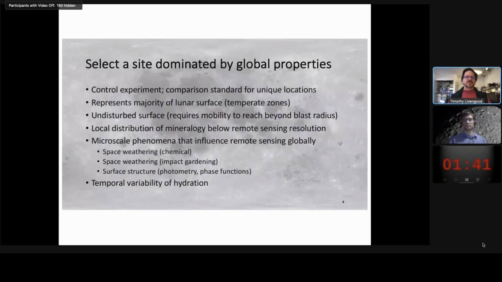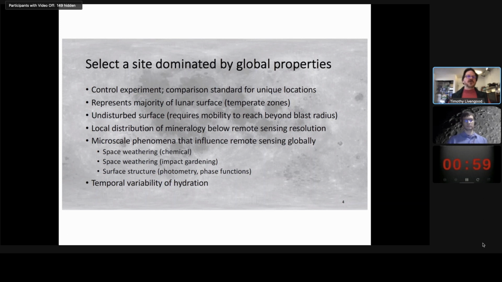Next slide, please. And so we can select a site that's dominated by the global properties, the things that are happening everywhere on the moon. It provides us a control site that we can use to understand those global phenomena and then use for comparison to all of these other interesting locations that we're hearing about today. It represents the majority of the lunar surface. If you look at a map, which we will in the next slide, don't go to it yet, we can see that the majority of the lunar surface can be represented as essentially bland. And then, of course, it has unique locations buried within it.